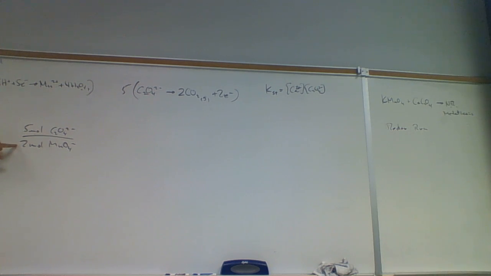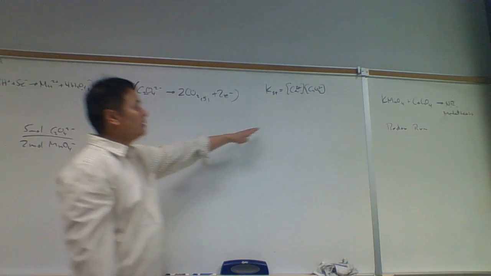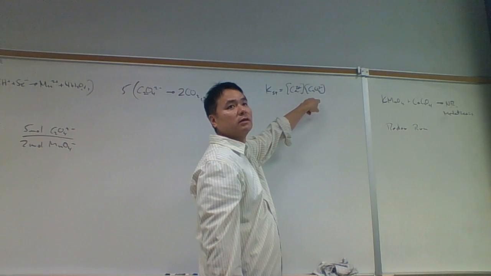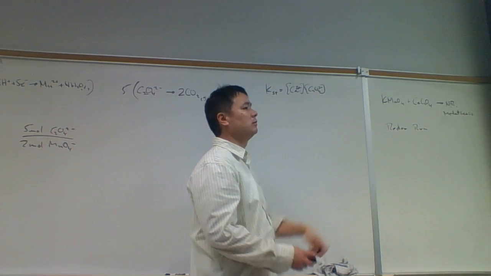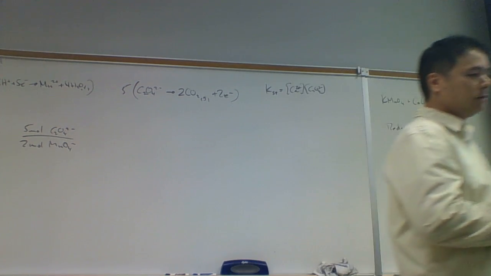We'll go from moles of permanganate to moles of oxalate, and then from moles of oxalate, that's what we want. We just leave it there and divide it by 0.250 liters. That gives us our molarity. Once we know the molarity of oxalate, then the molarity of calcium is the same, so we just square it. I mean, not 2, but multiply it by itself.